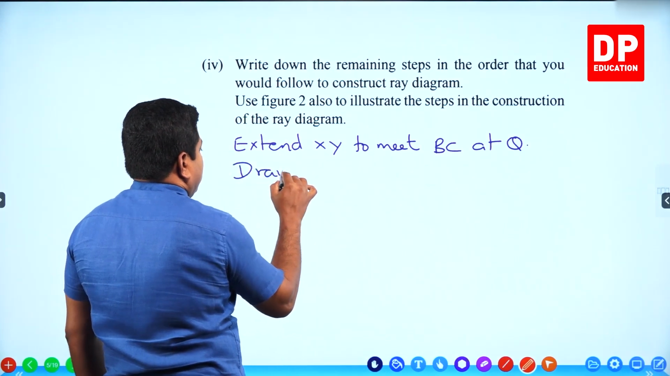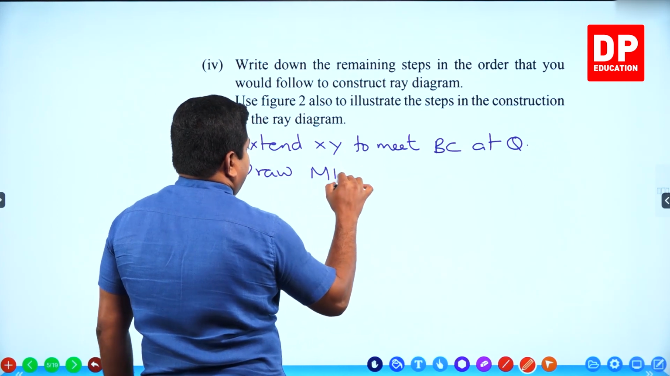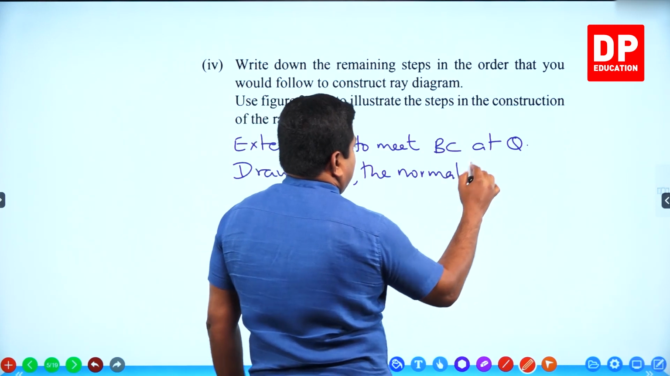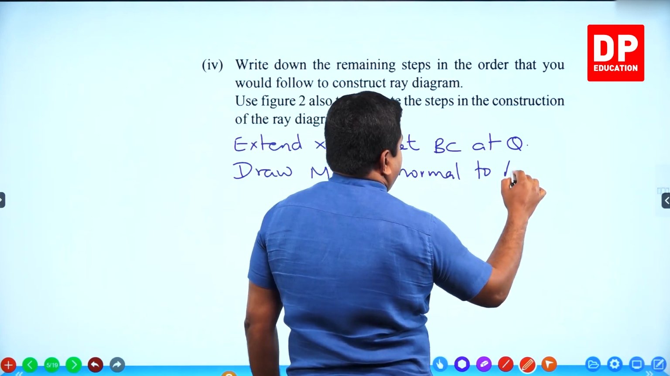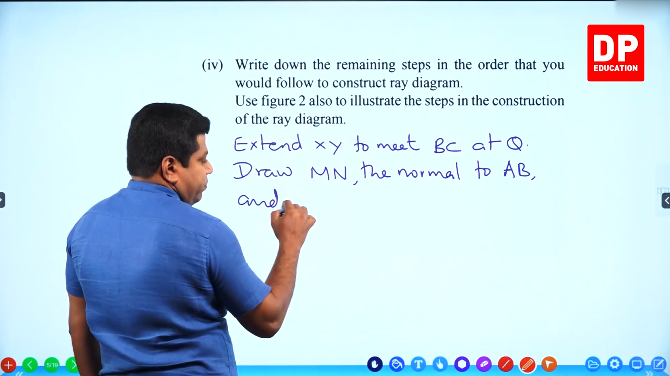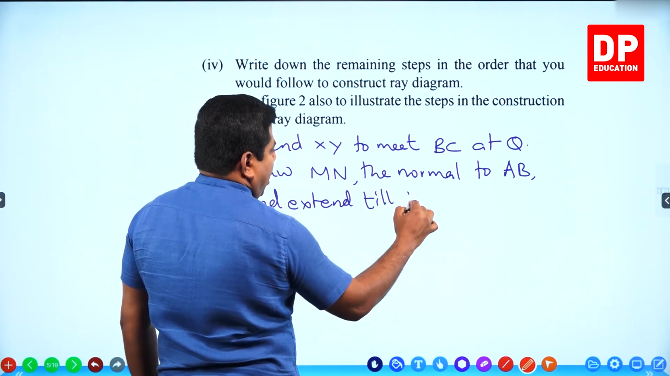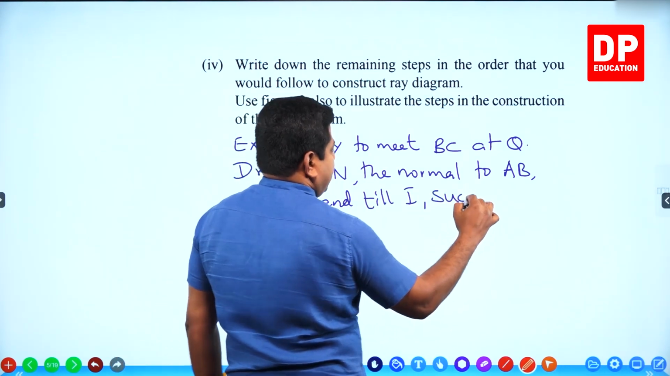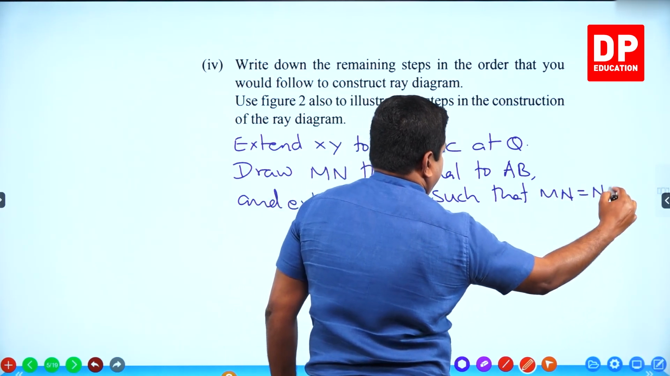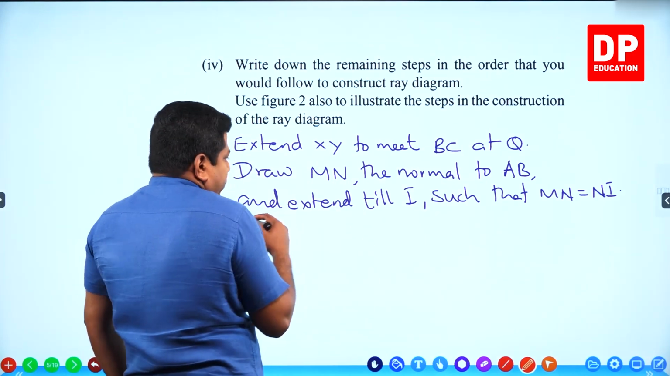Draw MN, the normal to AB, and extend till I such that MN is equal to NI. Do that. Then what do you do?